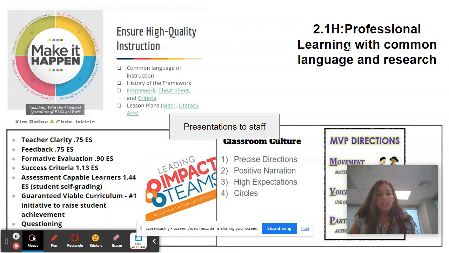Professional learning with common language and research is also very important to our staff. We have presentations to our staff wanting to make sure that we're giving that high quality instruction. We've used a resource such as Make It Happen, and we've used things such as leading impact of teams. Classroom culture is also very important to us, looking at things such as MVP directions and being very clear and concise when it comes to our expected behaviors in the classroom.